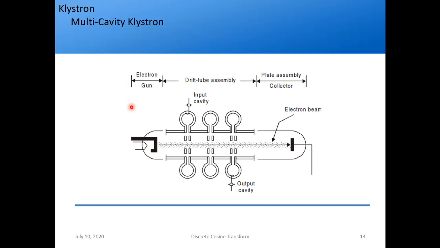So what was the problem with the two cavity klystron? Its gain is relatively low. So what we do is introduce multiple cavity klystrons. Between those two cavities we can insert 1, 2, 3 or 4 more cavities.